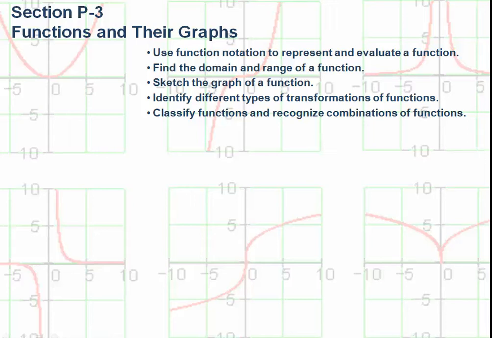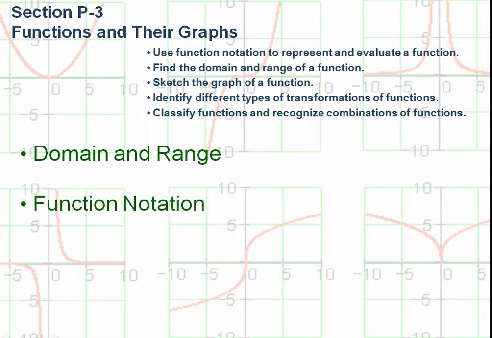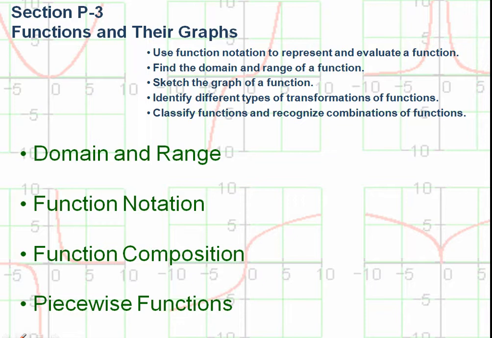Section P3 summarizes the first two sections of this chapter to lead you out of elementary methods into the more advanced and eloquent methods. The purpose of this is to make your work cleaner, faster, and more accurate. In this section, we will focus on domain and range, function notation, function composition, and piecewise functions.